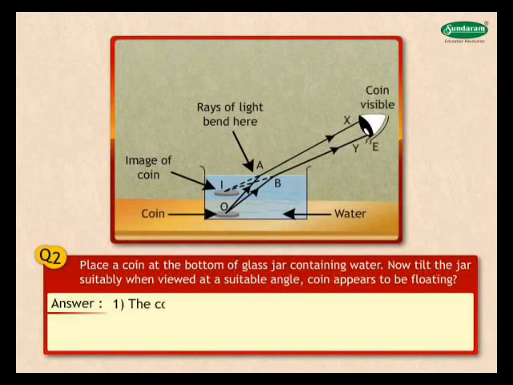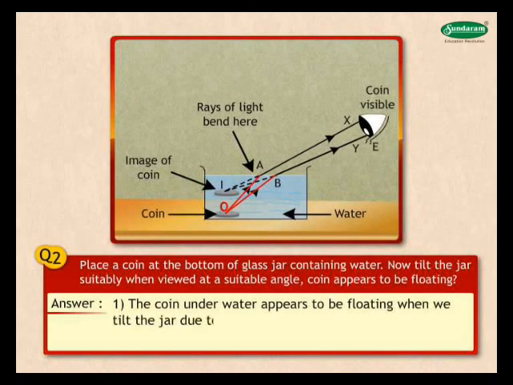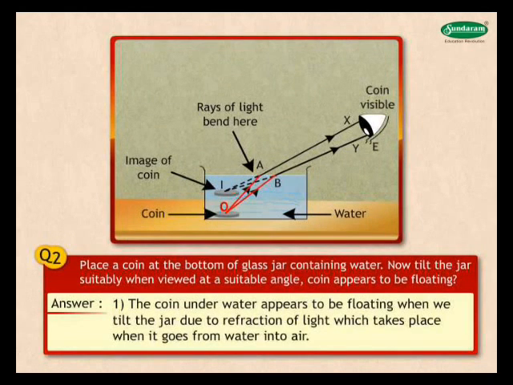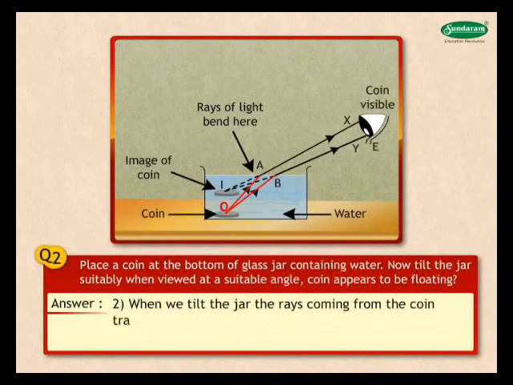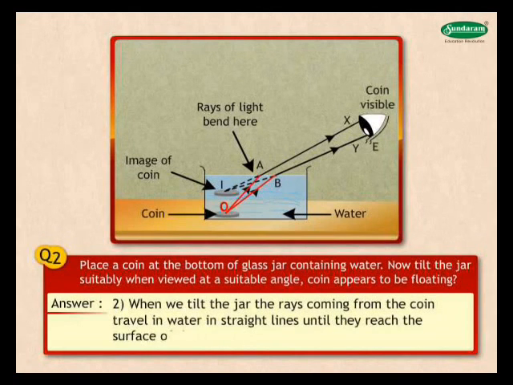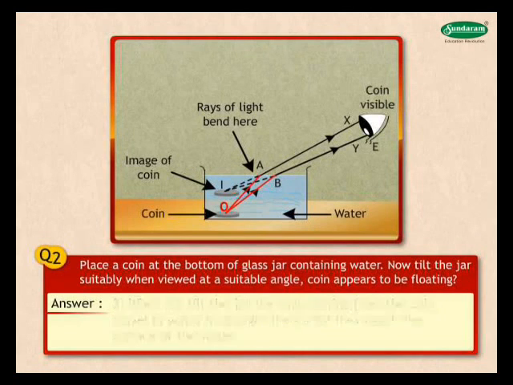Answer: 1. The coin under water appears to be floating when we tilt the jar due to refraction of light, which takes place when it goes from water into air. 2. When we tilt the jar, the rays coming from the coin travel in water in straight lines until they reach the surface of the water.